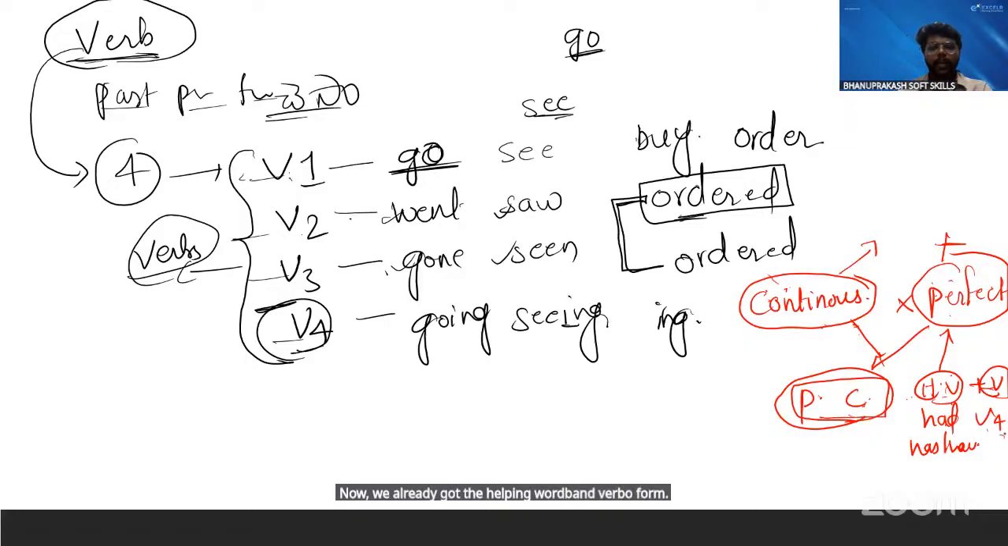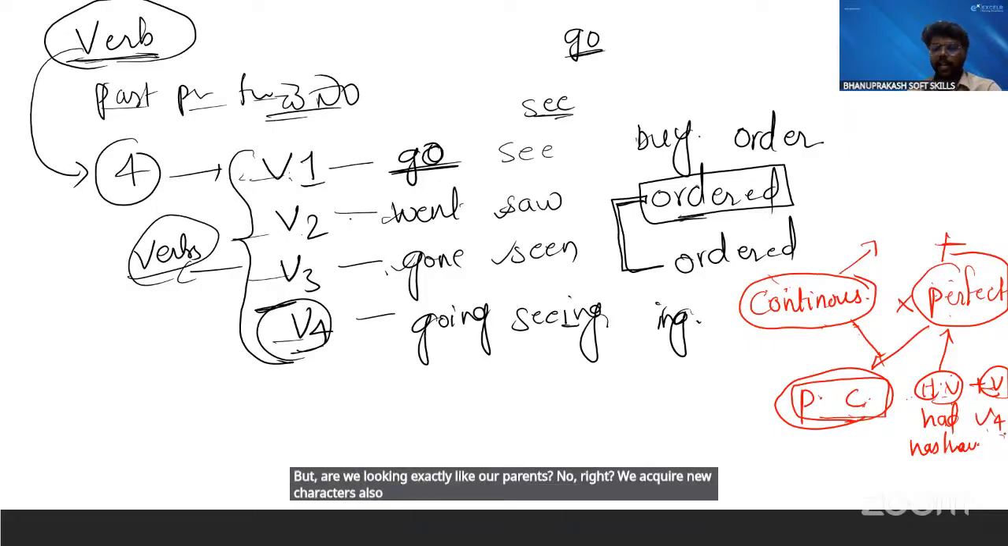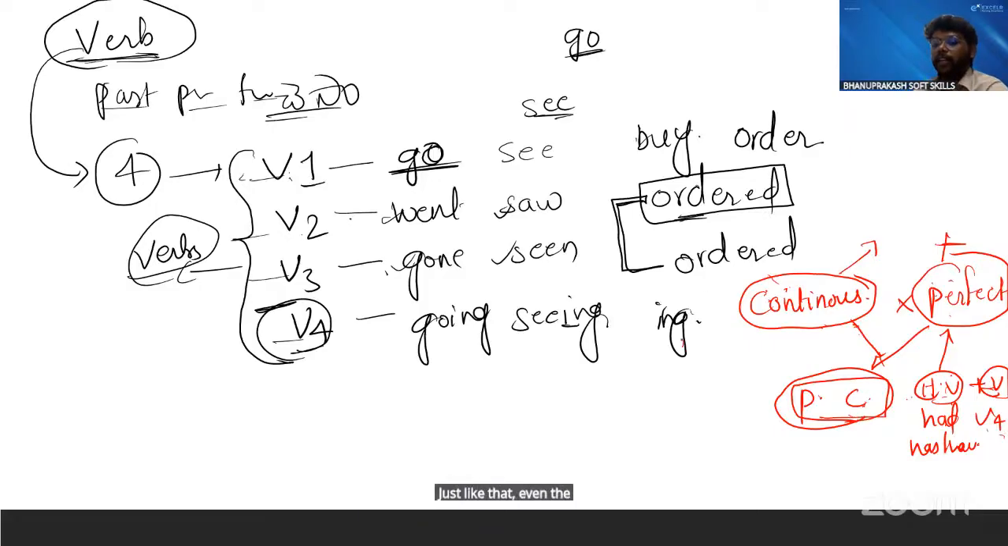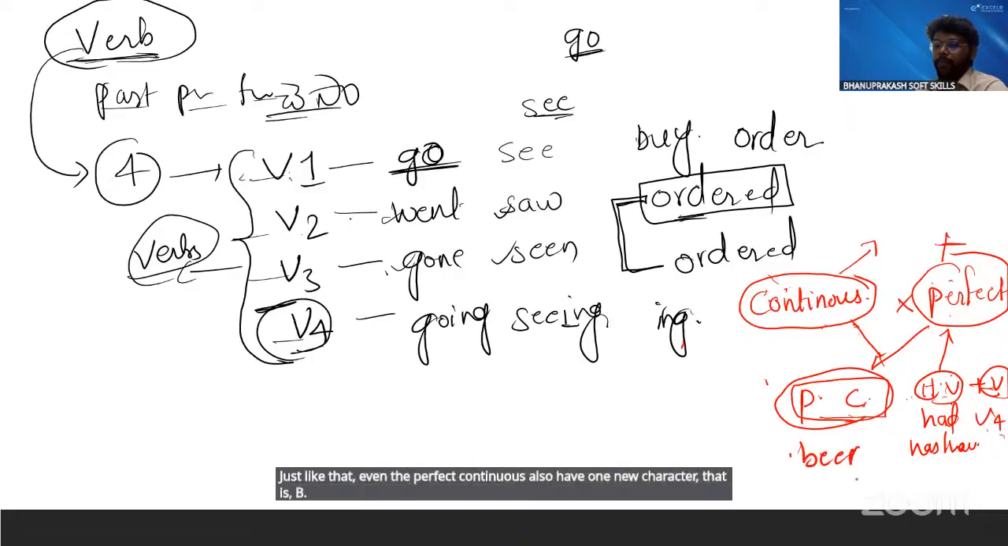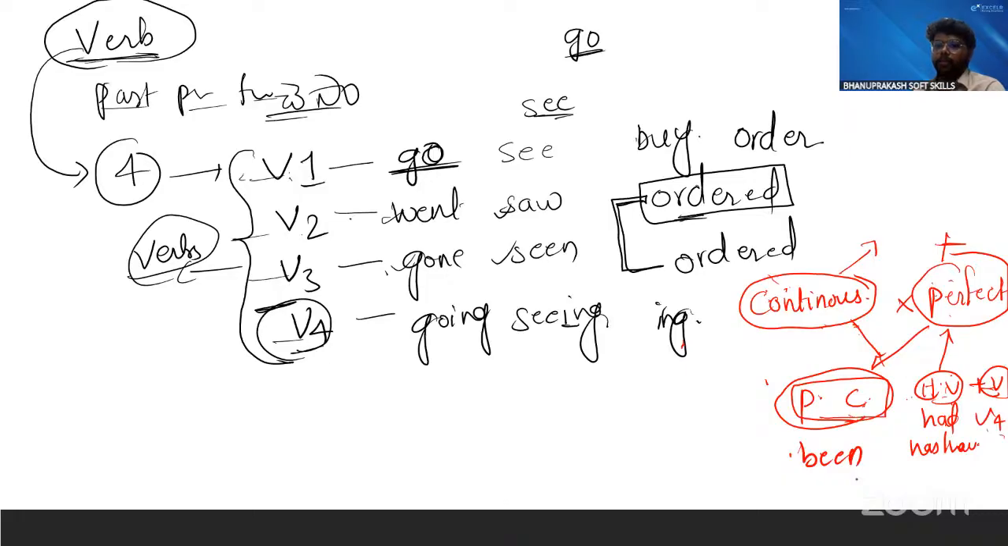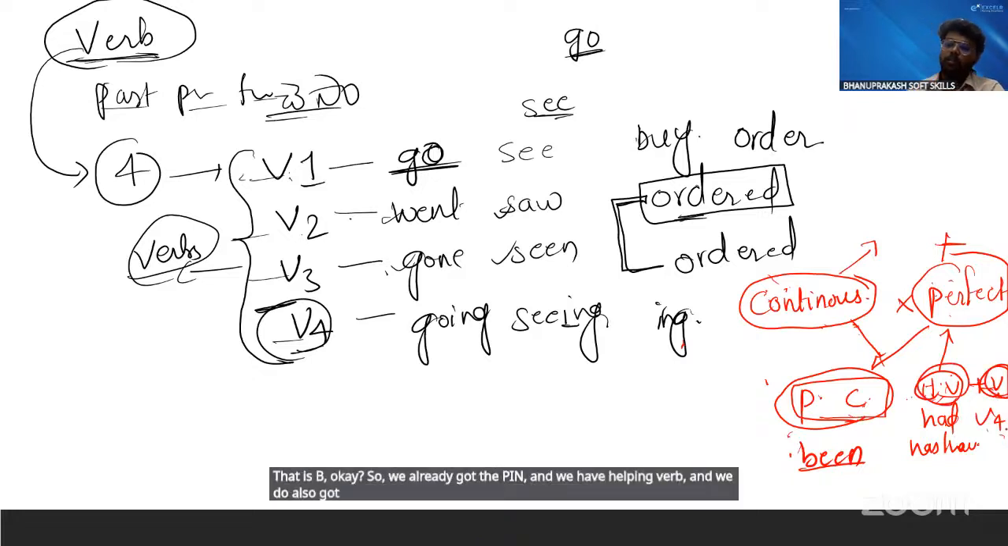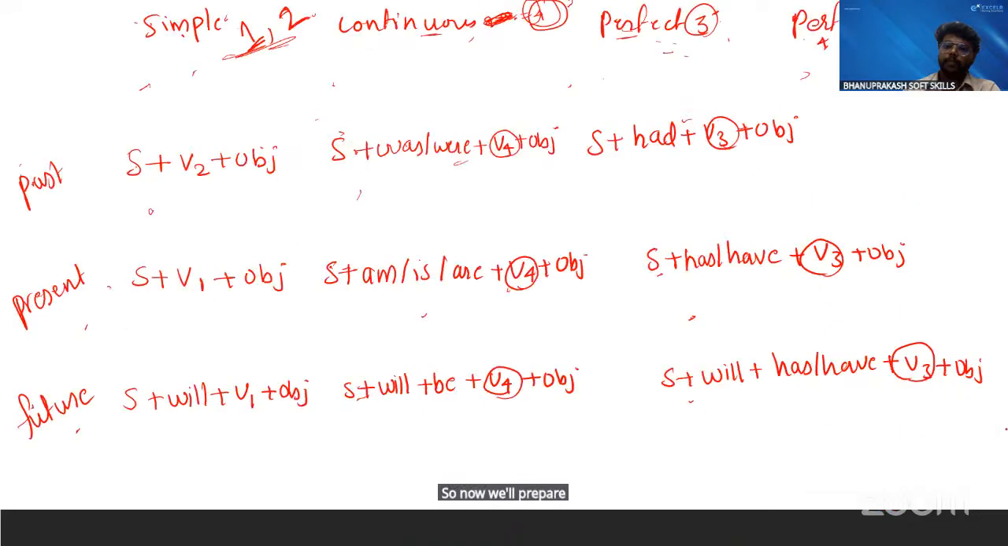But are we looking exactly like our parents? No, right? We acquire new characters also. Just like that, even the perfect continuous also has one new character, that is be. So we already got the been, and we have helping verb, and we also got verb form. So now we'll prepare the sentence.